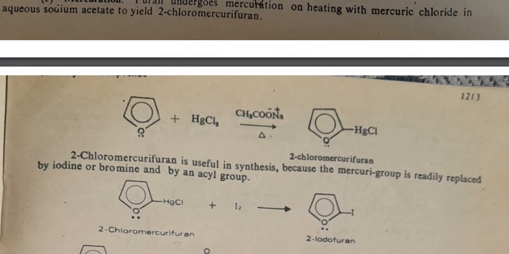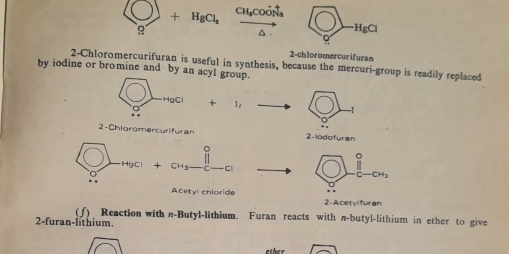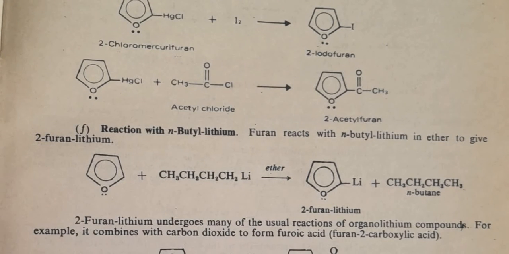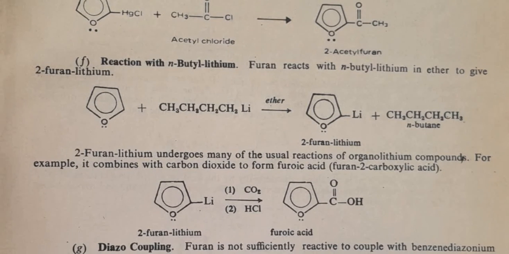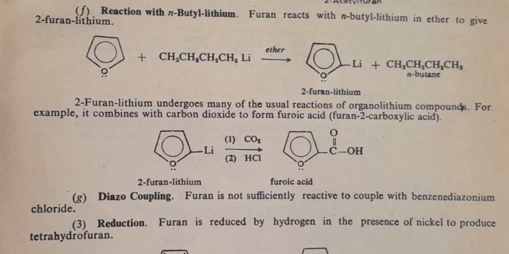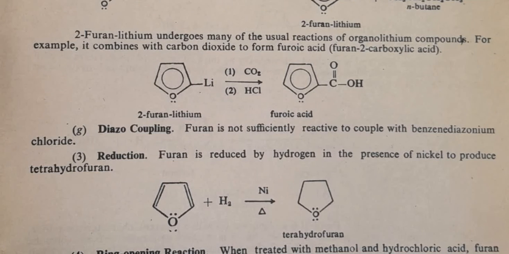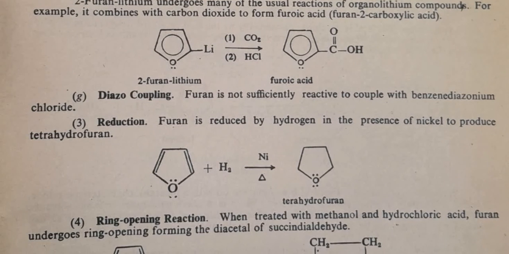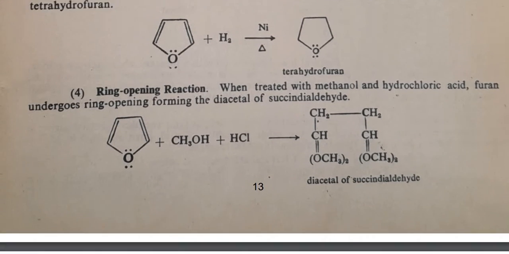It undergoes reaction with mercuric chloride, and you will get 2-chloromercurifuran. Then this reacts with acetyl chloride, and you will get acetylfuran. Reaction with n-butyl lithium gives 2-furyl lithium, and further 2-furyl lithium reacts with carbon dioxide and HCl, and furoic acid will form. In diazo coupling, furan is not sufficiently reactive to couple with benzene diazonium chloride. On reduction of furan, you will get tetrahydrofuran.